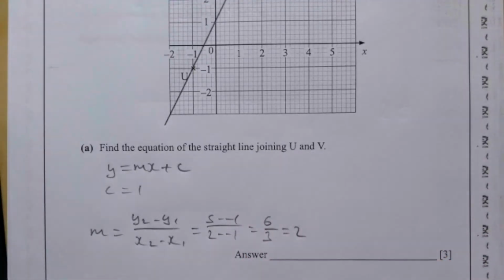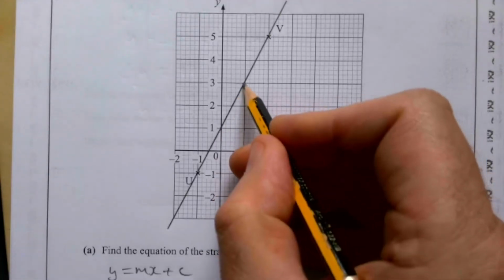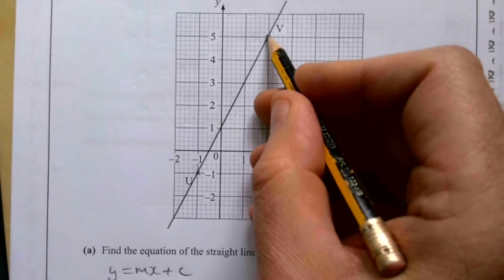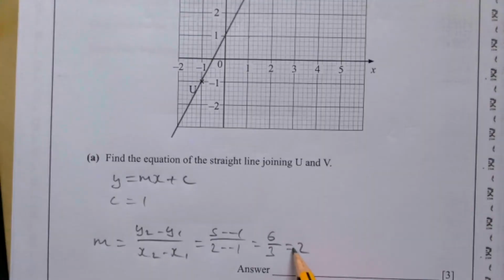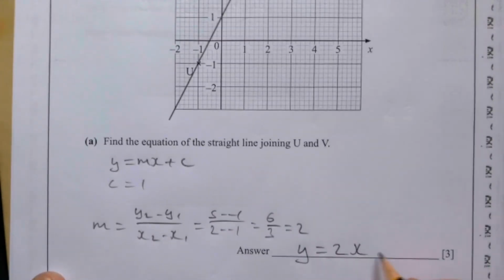That's 2. Now to be honest, the way I would work out the gradient is see every time you move across 1, you move up 2. Across 1 up 2, so I know the gradient is 2. I'm just showing you here they can be done this way. So I know my m is 2 and my c is 1, so my equation then is y equals 2x plus 1.